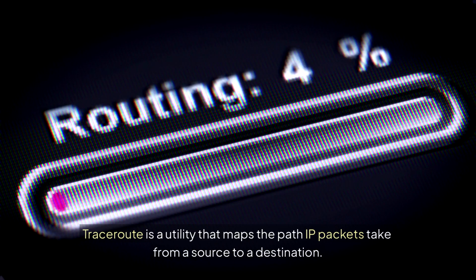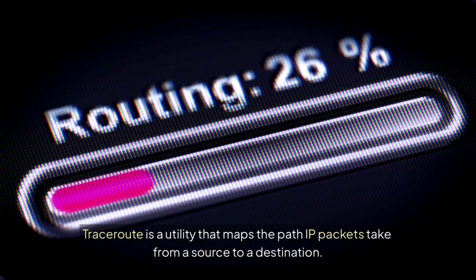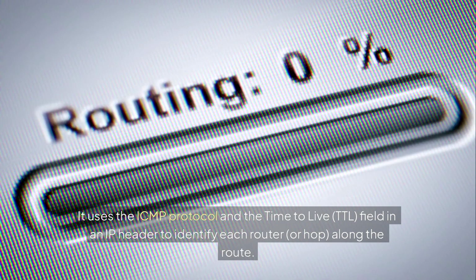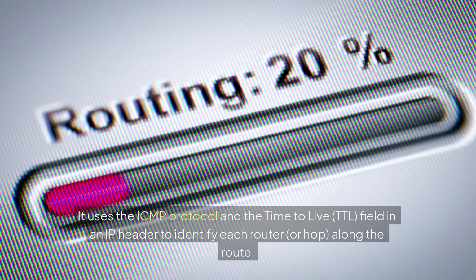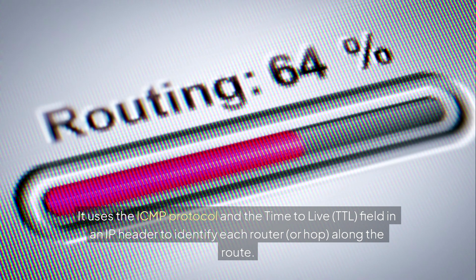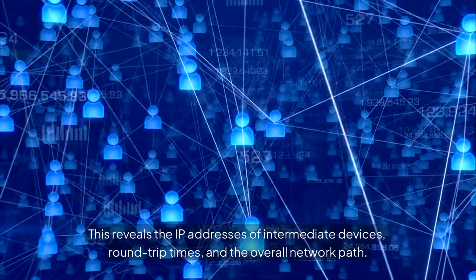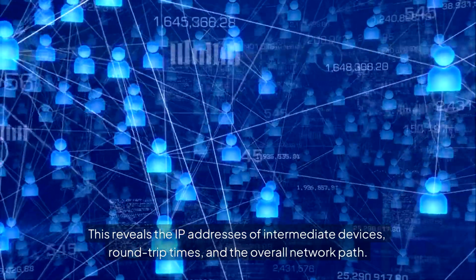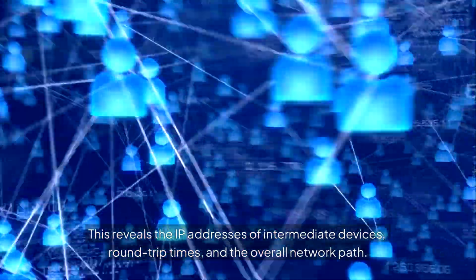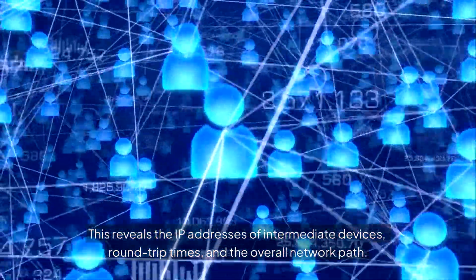Traceroute is a utility that maps the path IP packets take from a source to a destination. It uses the ICMP protocol and the time to live (TTL) field in an IP header to identify each router or hop along the route. This reveals the IP addresses of intermediate devices, round-trip times, and the overall network path.